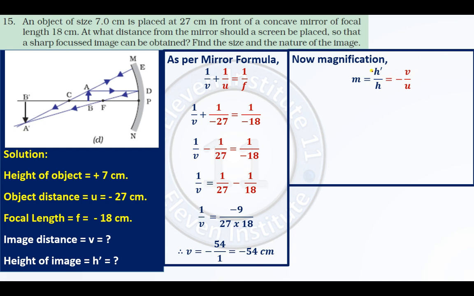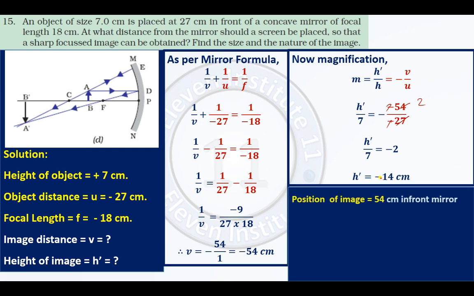Again we want to find the value of h dash, so we will use this much. And we will put the values. Instead of h I will write 7, instead of v I will write minus 54, instead of u I will write minus 27. Now this minus and this minus will cancel each other. 27 will cancel over here 2 times. This 7 will multiply with minus 2 and it will give me minus 14 centimeter. You can see the object is of 7 centimeters, image is of 14 centimeters, almost double, right? Enlarged. Fine, and the negative sign indicates that the image formed is real and inverted.